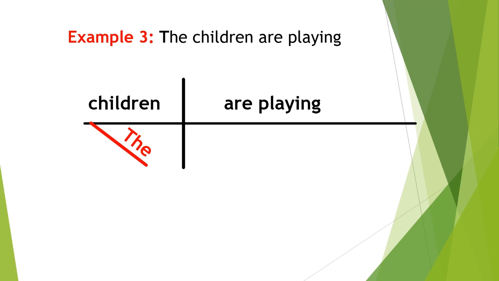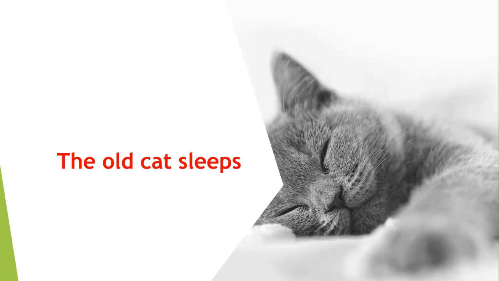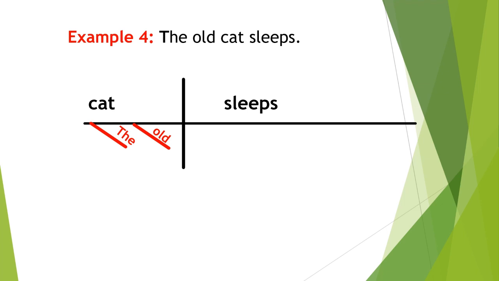Let's take another example to see this more clearly. "The old cat sleeps." In this case, both "the" and "old" are modifiers of the noun "cat," so they will be placed on slanted lines beneath "cat." Make sure the order of the modifiers matches the original sentence. "The" comes first, followed by "old." And don't forget to keep the capitalization as it is when diagramming, so "The" should stay capitalized.